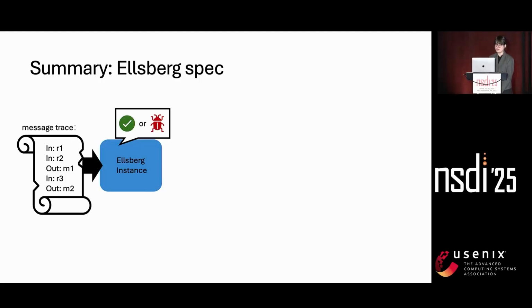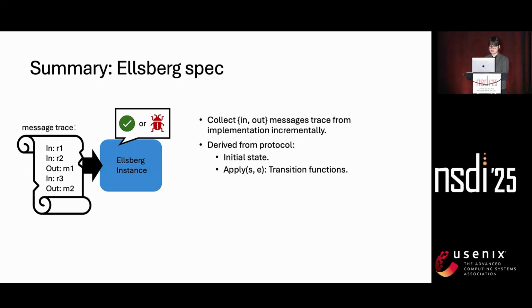So in summary, the essence of Ellsberg's local checking is to determine whether such an execution path exists. It requires first to collect the in-out message trace from the implementation incrementally, and then, given the initial state and transition functions defined by the protocol and the inference function defined by the user, Ellsberg applies incremental checking and is able to enumerate all possible paths and thus find out whether there is a matched one.